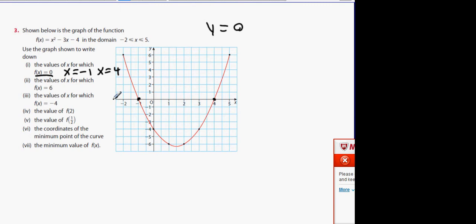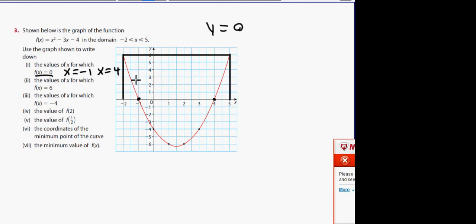Any questions? Okay. Find the values for which f of x is equal to 6. Where does y equal 6? Can anybody tell me where y equals 6? Minus 2 and the other one? 5. Is everybody happy with that?